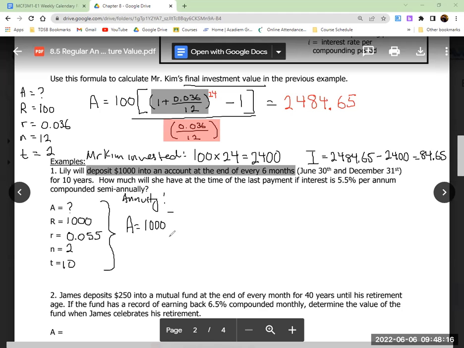1,000 square brackets, 1 plus 0.055 divided by 2, all of that to the power of 2 times 10, so that's 20, minus 1, for reasons that I can't tell you right now, over 0.055 divided by 2. And again comes your calculator skill. Let's see how many people can repeat their success from the previous question.